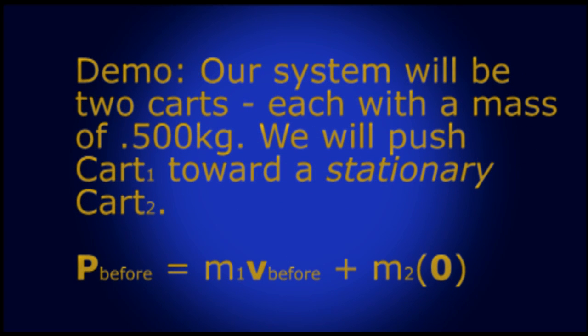In our demo, our system will consist of two carts, each half a kilogram in mass. In the before, cart 1 will be moving and cart 2 will be stationary. Thus the system's momentum before will be equal to just the mass of the first cart times its velocity, since the second cart does not contribute.